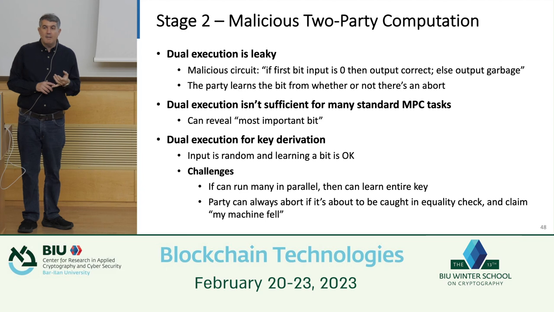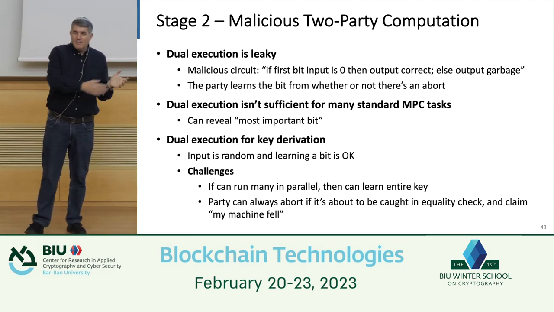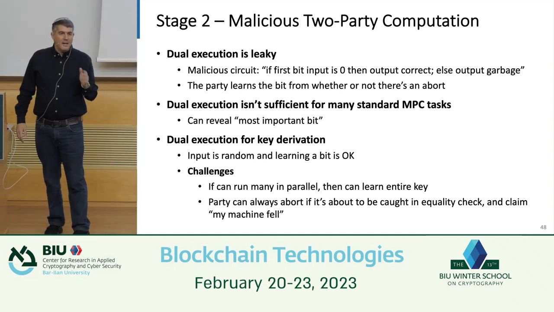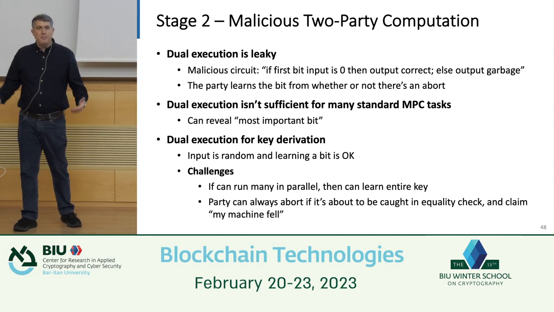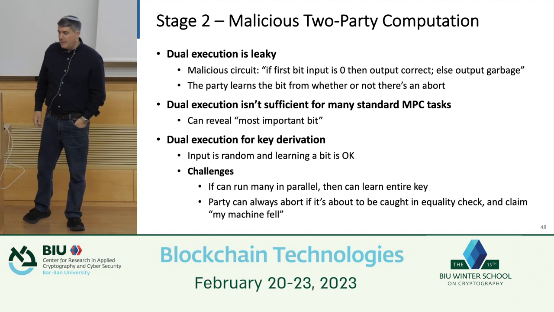Firstly, we have to make sure you can't run in parallel. Because if you can run in parallel, what you can do is run 256 in parallel, in each one have a different guess, learn all of the bits of the secret, and steal all of my money before I discover that Dan cheated, but it's too late because he already stole all of my money.